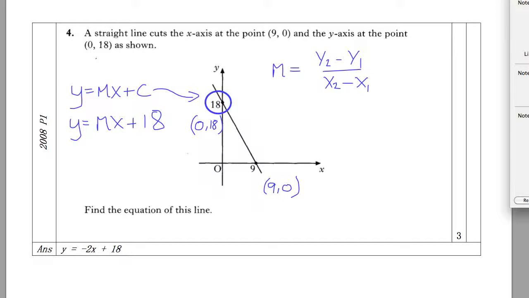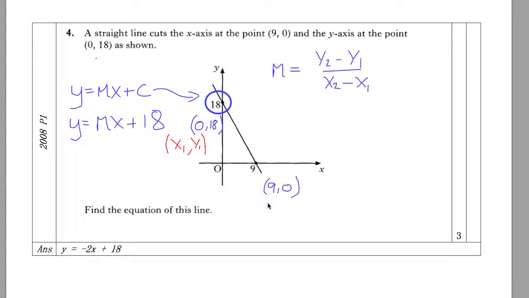So if I just change the colour, so if I decide we're going to have this to be y1, x1, and this is going to be x2 and y2. So it's just a matter of actually just putting this in the actual equation.